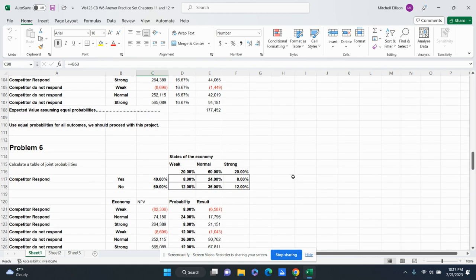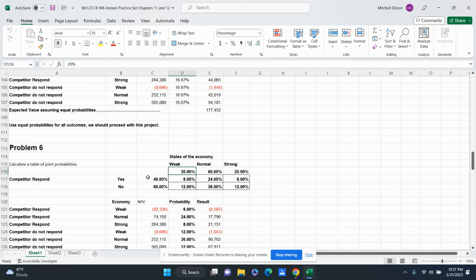Then we added some probabilities for the weak economy, normal economy, and strong economy, and then some probabilities for the competitor's response. The economy, those are a little hard to predict, but competitors' response, you would typically predict those from the history you have with your competitors.